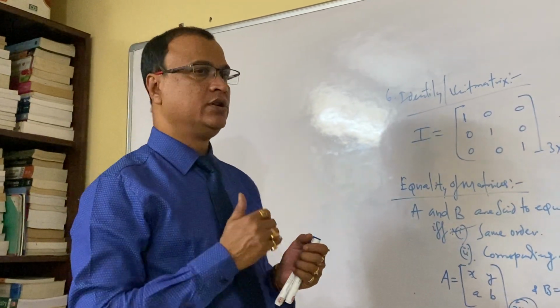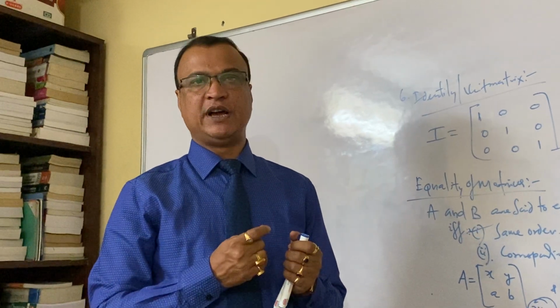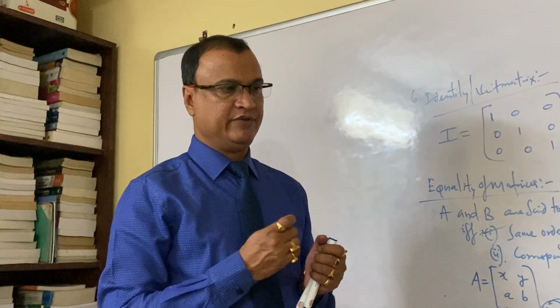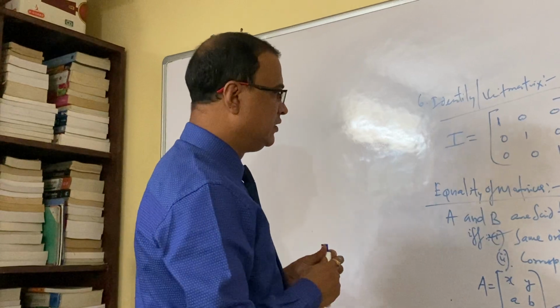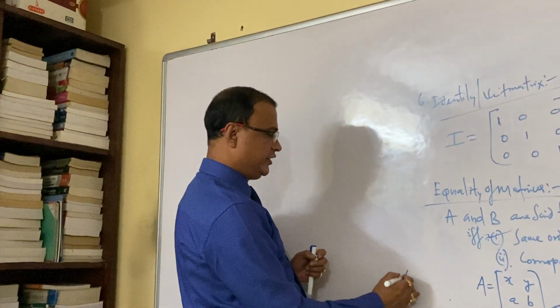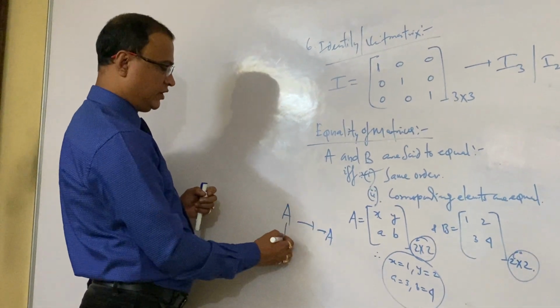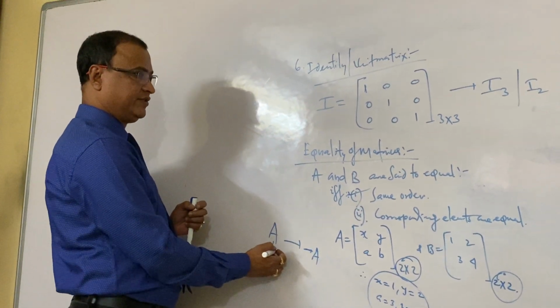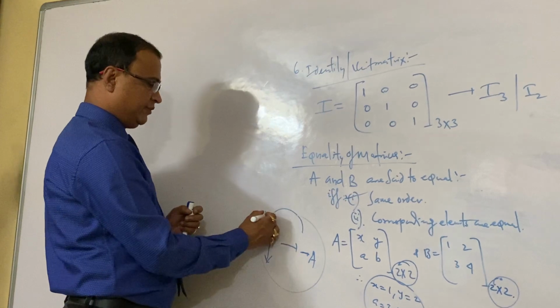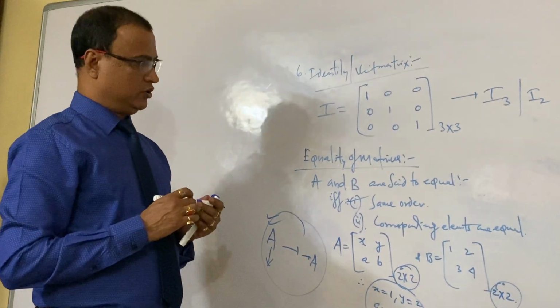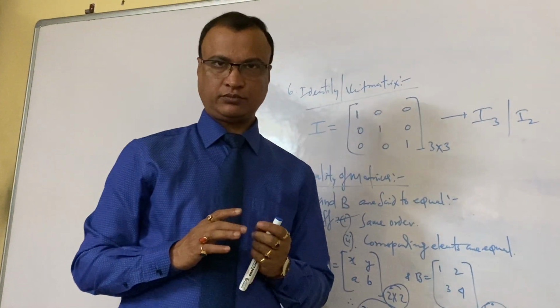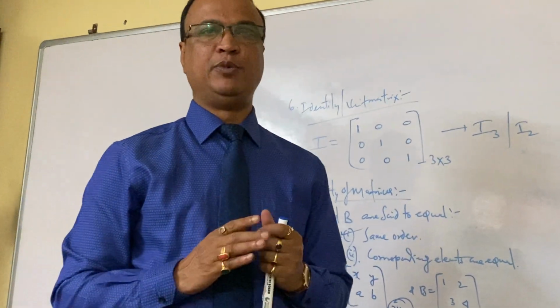The negative of a matrix means if we multiply each element by a negative number, it becomes the negative of the matrix. If A is a matrix, its negative is minus A. That means each element of A is multiplied with a negative sign, then we get the negative of the matrix. Okay. So with this information, you can complete exercise 3.2.